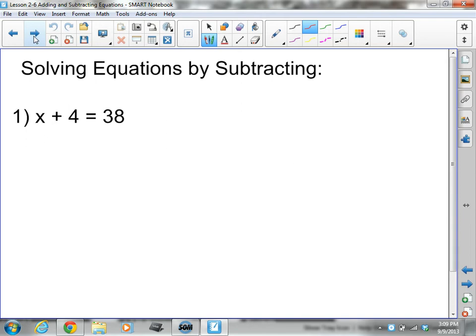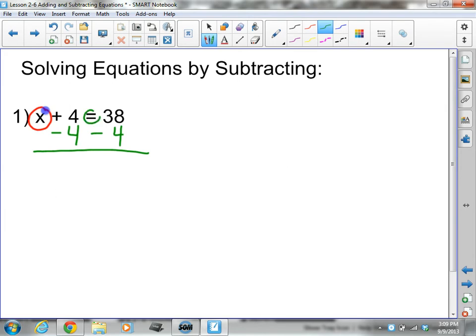So in order to solve this problem, I need to think x plus 4 equals 38. What number plus 4 equals 38? So I know that this is an addition problem. Opposite of addition is subtraction. I need to subtract to get my answer. My goal is to get the variable, in this case it's x, all by itself in the problem. In order to do that, I'm going to subtract 4 from both sides.